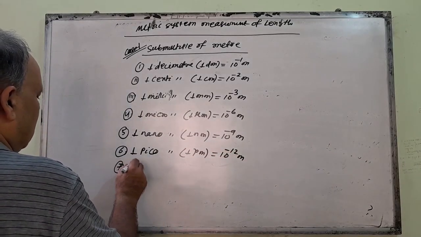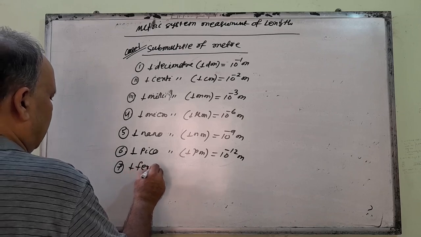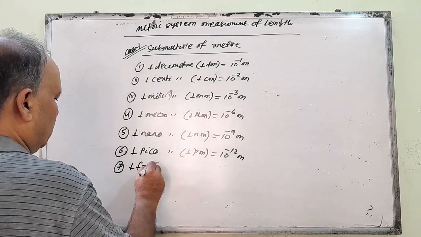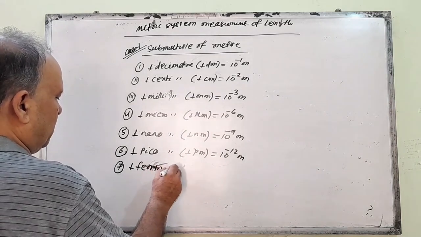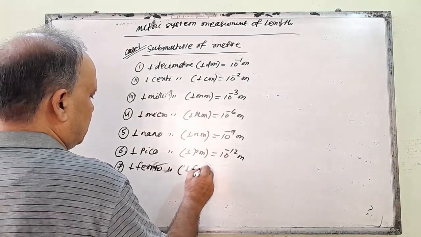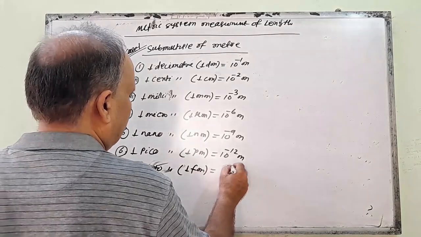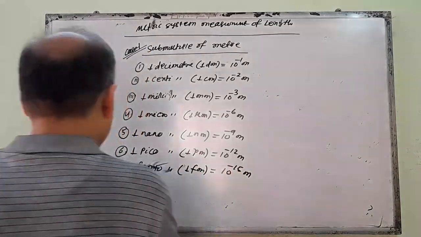Seventh one is 1 femtometer, that is 1 fm, which is equal to 10 to the power minus 15 meter.